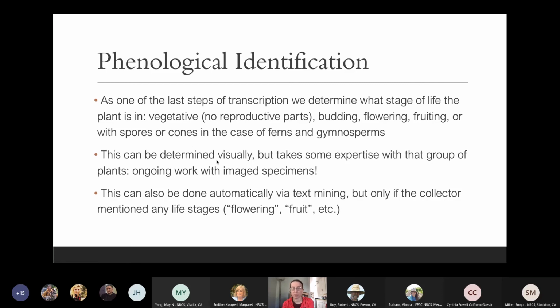For a lot of plants, it's difficult to tell after they're dried and pressed what exactly this thing on the sheet is. Is it a flower or is it a fruit? That can be really difficult for things like grasses. So this is ongoing work with our imaged specimens.